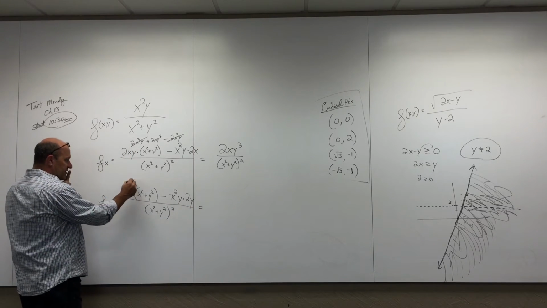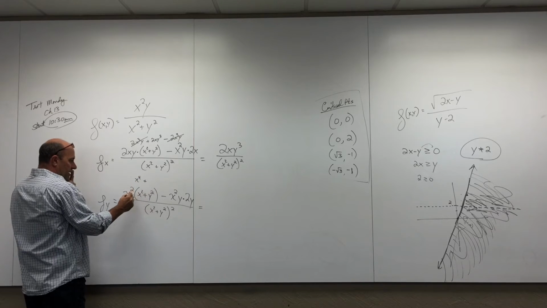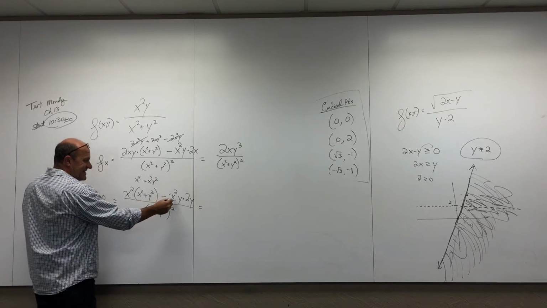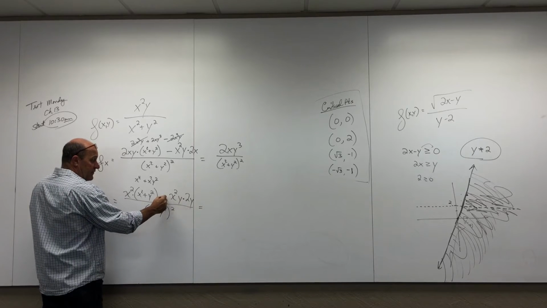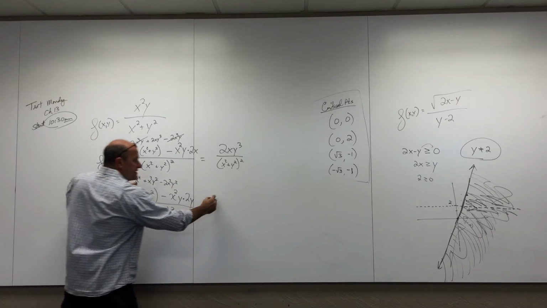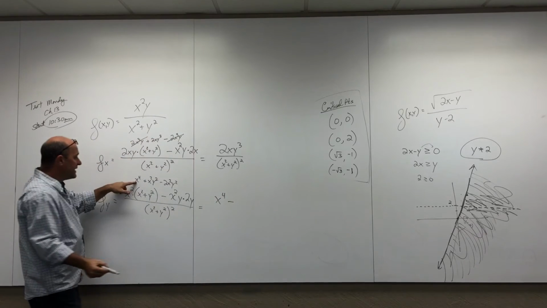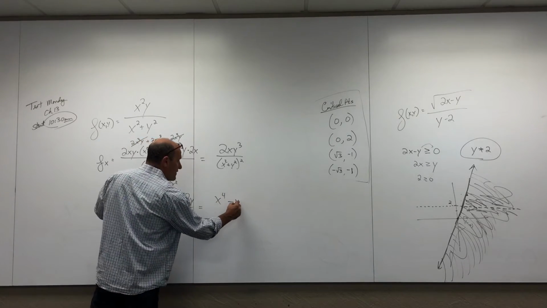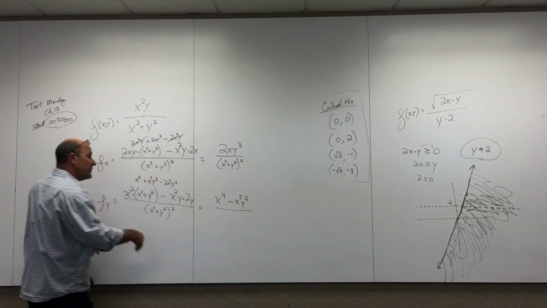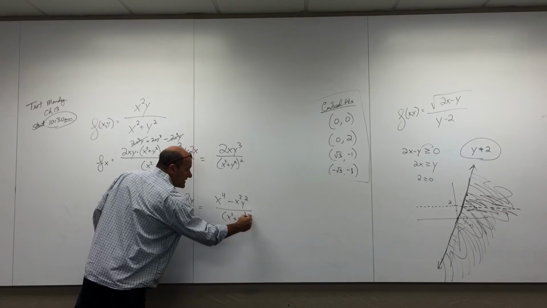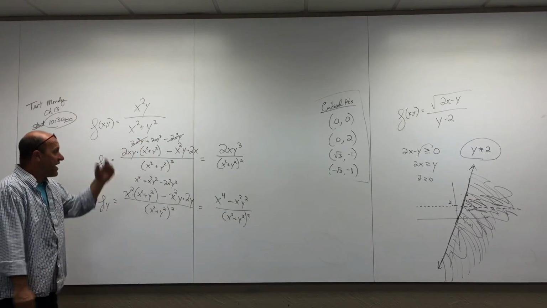Let's see, this is x to the 4th. This is an x squared times a y squared. When you distribute this, this is negative 2 x squared y squared. So it is x to the 4th minus, one of these minus 2 of these is minus 1 of these, all over the denominator squared. Yeah, that's good enough. That's cleaned up. That's your fx and fy.